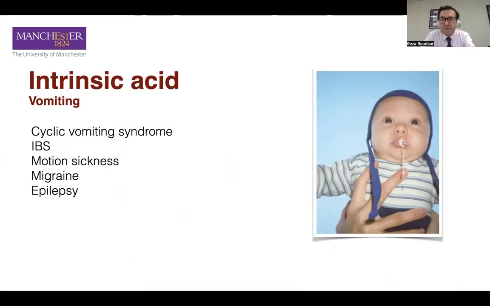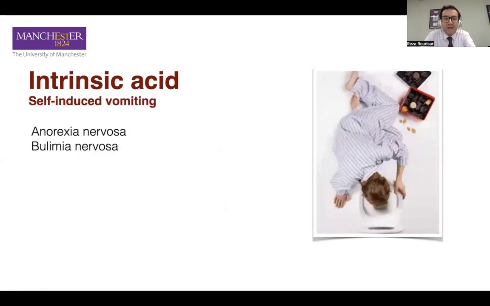And now I put a picture of a baby with content coming out of his mouth. But cyclic vomiting is actually not necessarily for children. I just didn't want to actually put a picture of an adult having content coming out. But cyclic vomiting syndrome, IBS, motion sickness, migraine, and epilepsy could all be causes.